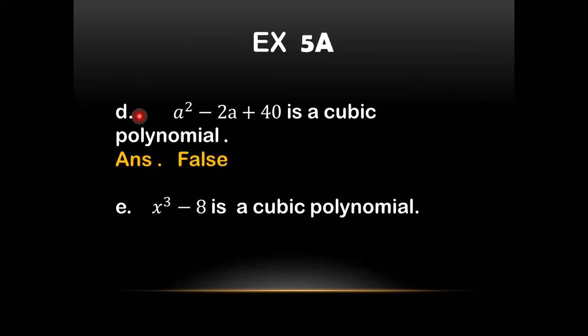A square minus 2a plus 40 is a cubic polynomial. No, for a cubic polynomial, the degree should be 3. It's not. It's a false statement. X cube minus 8 is a cubic polynomial. Yes, its degree is 3. It is a cubic polynomial.